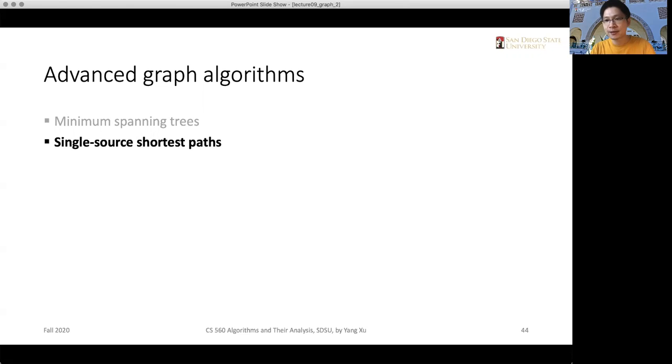We will start our new topic on single source shortest path problems. This is the second type of advanced graph algorithms that we will cover in the rest of the graph algorithms chapter.